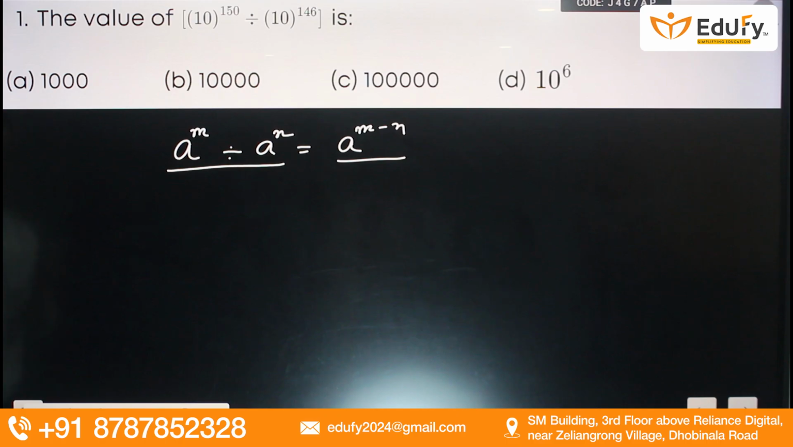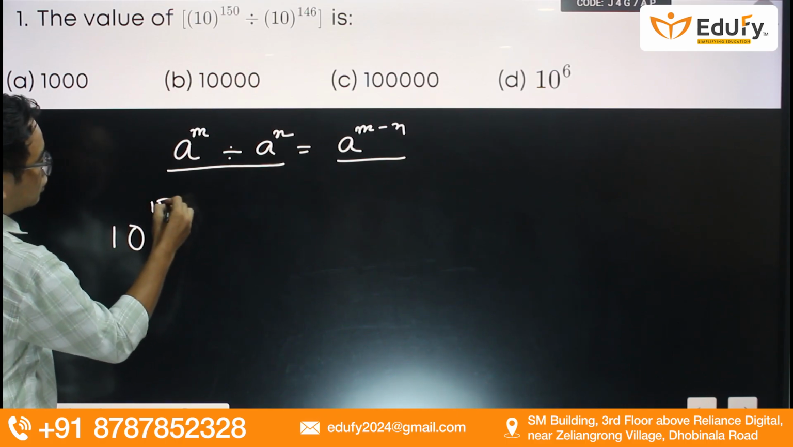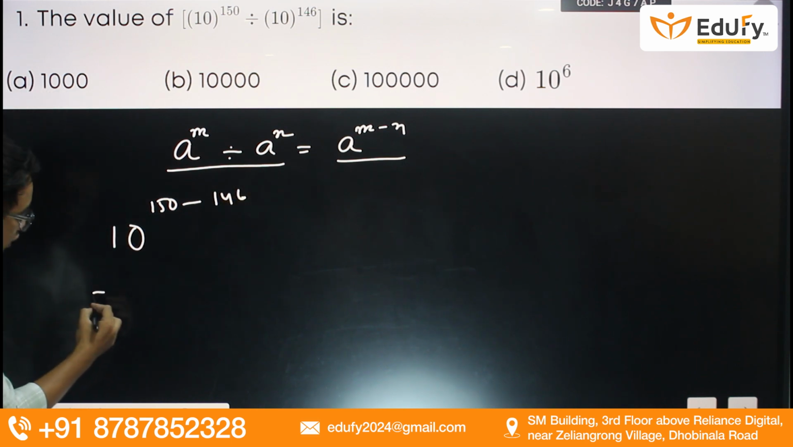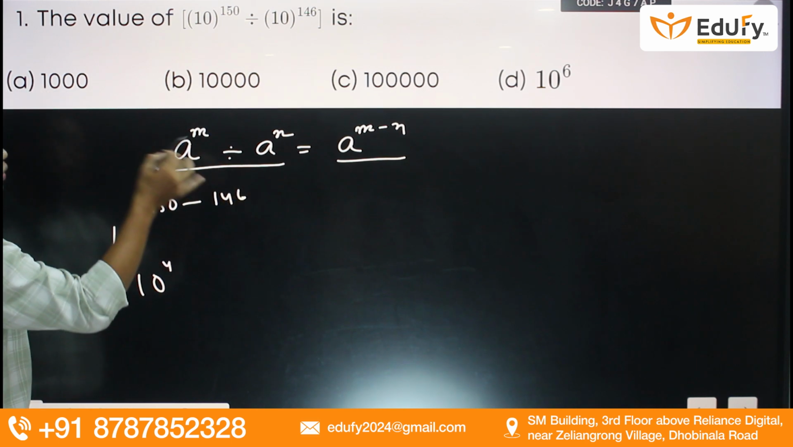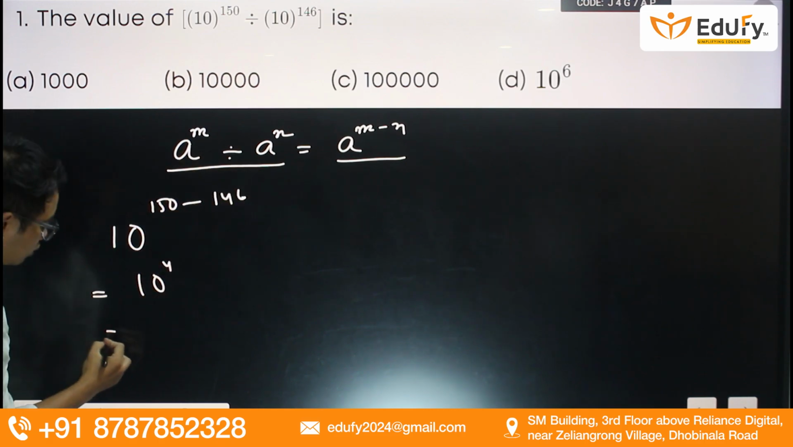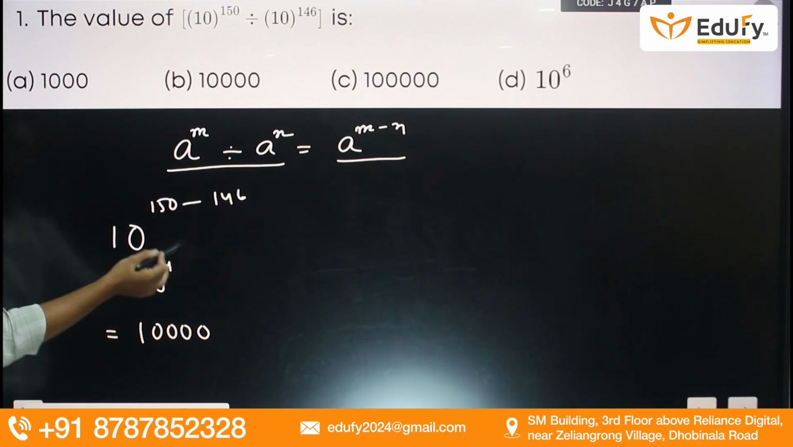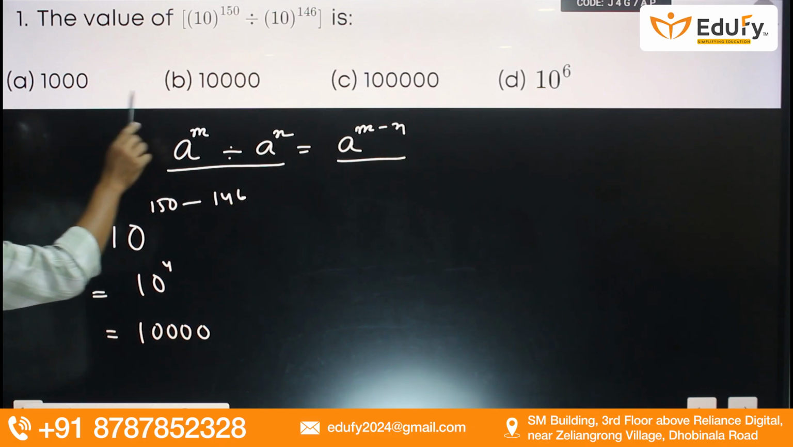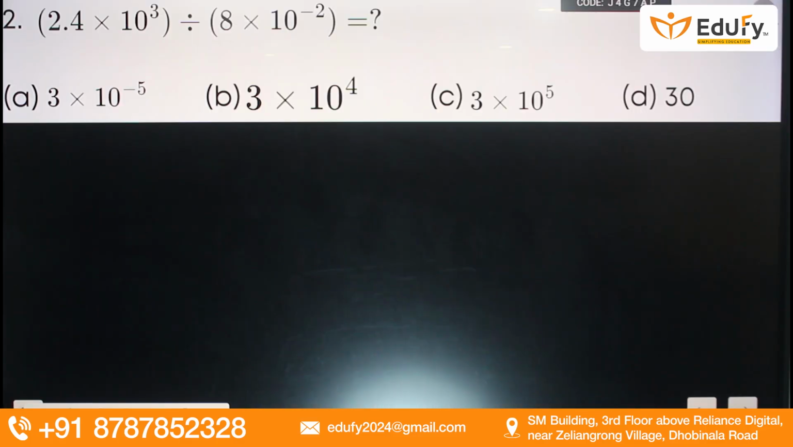Same with this, since the base is the same here, this will be 10 to the power 150 minus 146. So when you do this, I'm getting 10 to the power 4, and 10 to the power 4 is not in the options. That means they have expanded the power. So it can be written as 1, 2, 3 and 4, because it is 10 to the power 4, that means I have to write 4 zeros. So here your option with 4 zeros is this one, so B is your answer.